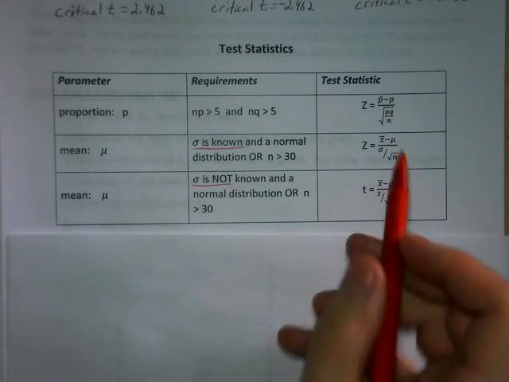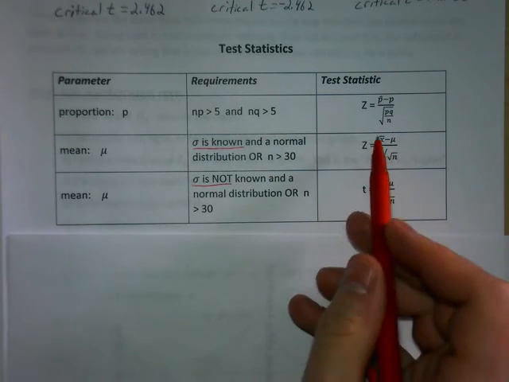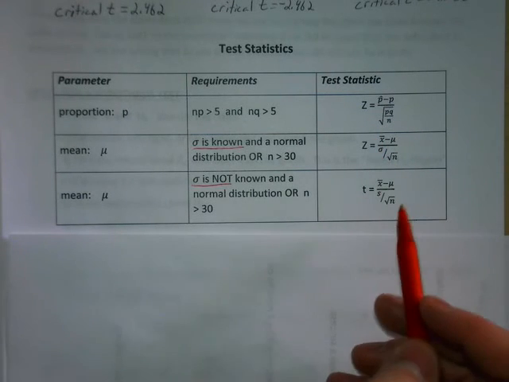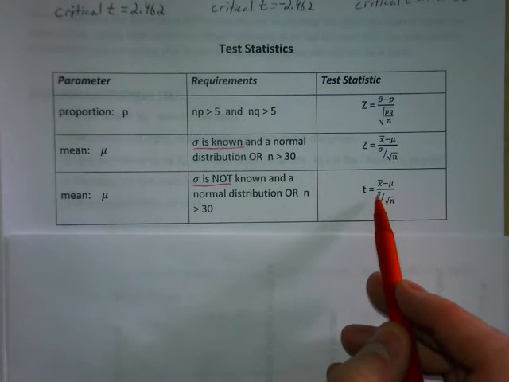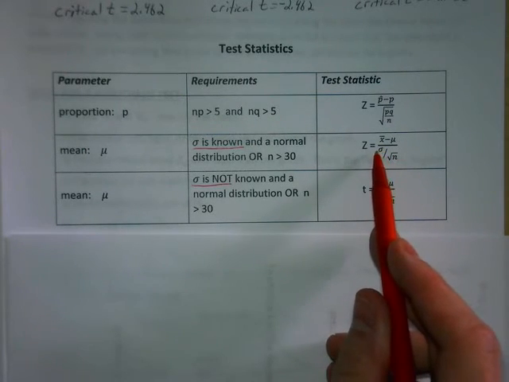Notice the form of the mu formulas is the same. X bar minus mu is the numerator of each, and then the standard deviation divided by the square root of n. S is the sample standard deviation, sigma is the population.